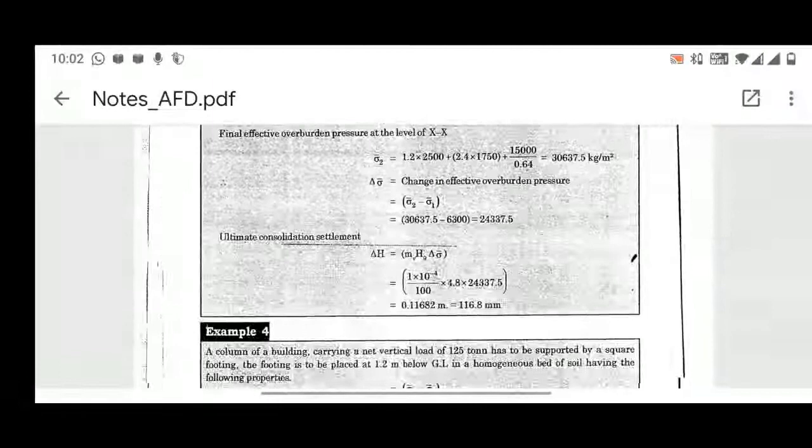This is example problem 3, and it covers the settlement part and also the ultimate bearing capacity computation part. Is it clear?